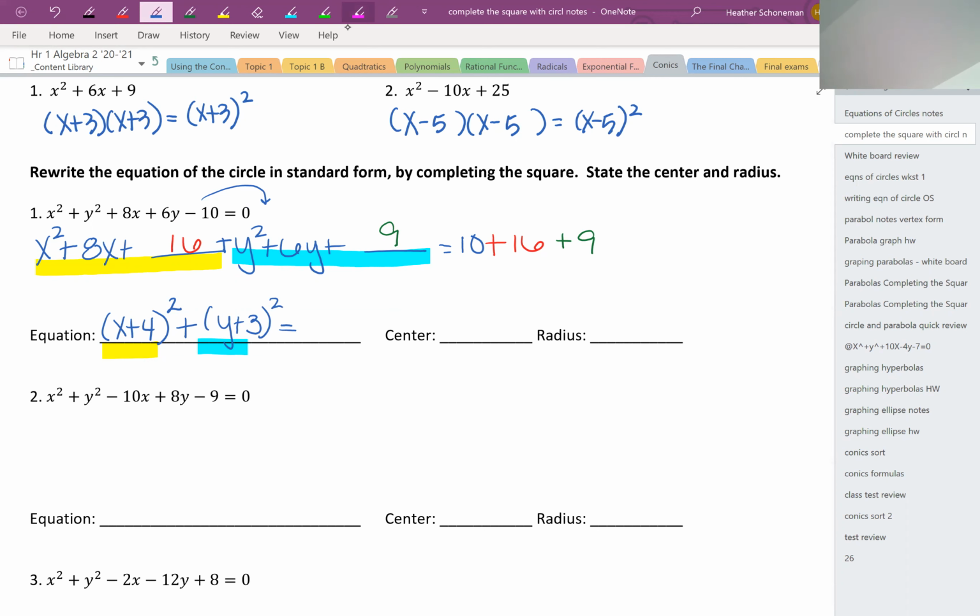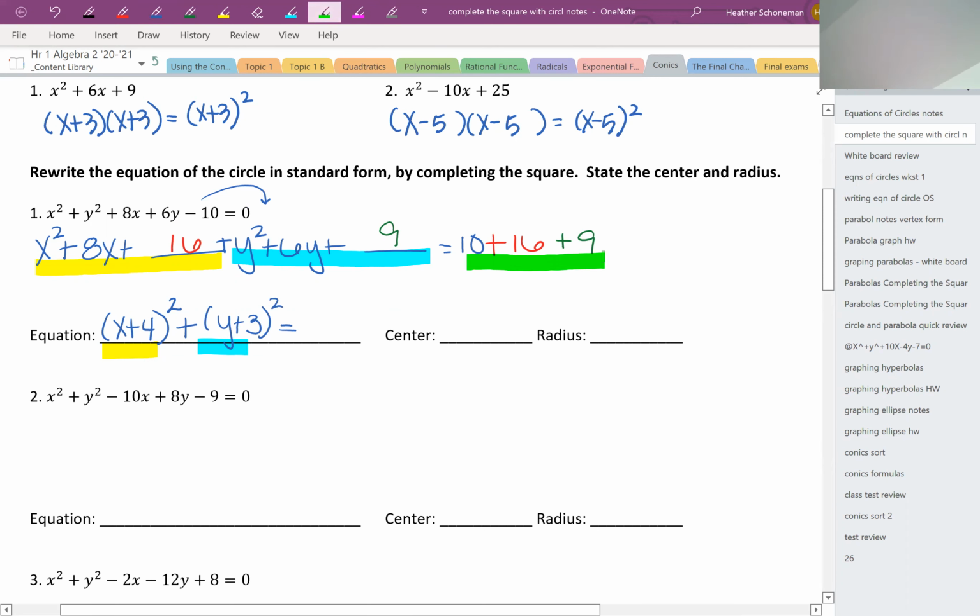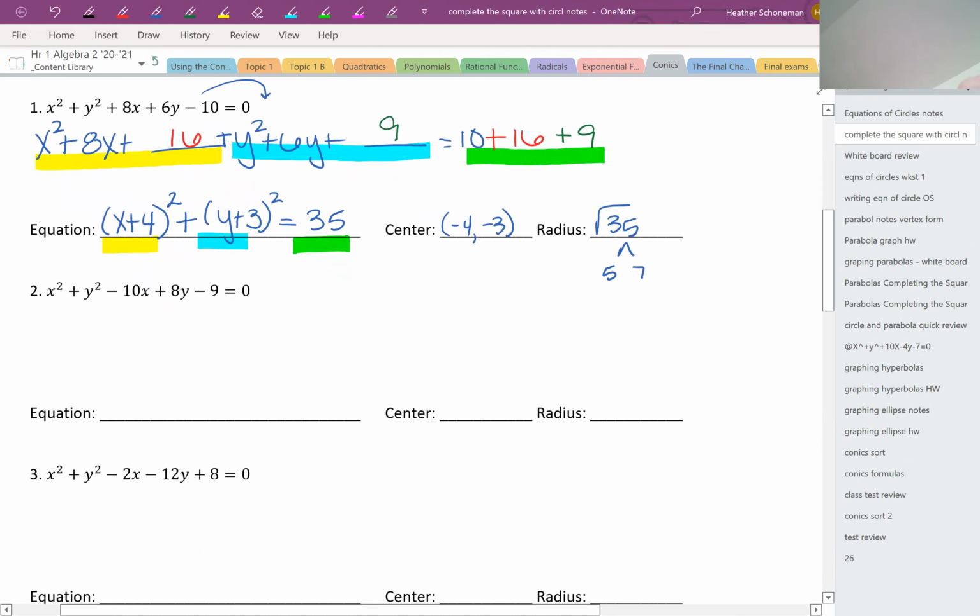And then we're going to have our equal sign, and then we're going to add together these three numbers at the end. So this is 26 plus 9, which would be 35. And now we've got our equation. So you can see your center is (-4, -3), and your radius is the square root of 35. Now you can check that does break down to 5 and 7, but there's no pairs, so we're done.